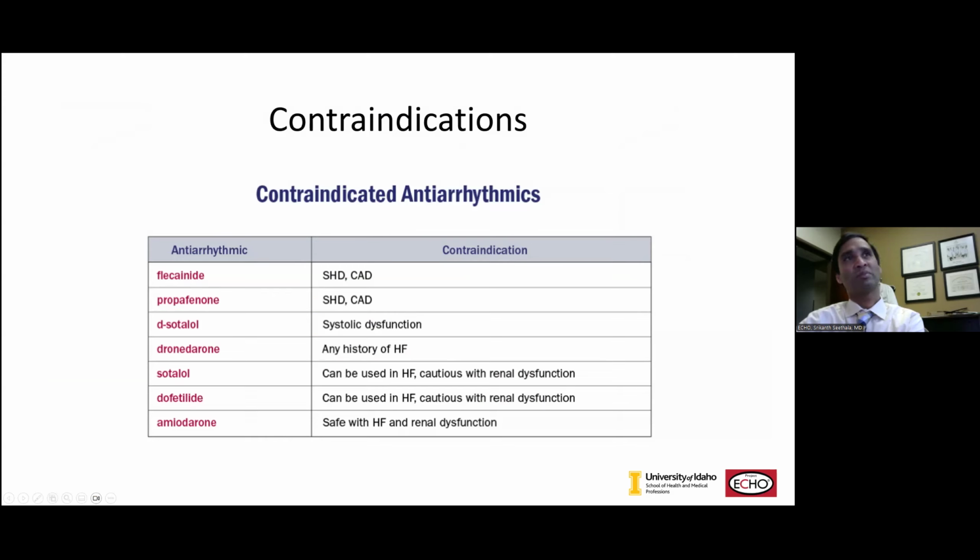Contraindications: what are the medications that we should not use? Flecainide, propafenone, and particularly dronedarone. And dofetilide, we use it for rhythm control in heart failure, and amiodarone is safe to use in heart failure. Particularly, we need to be careful with the other side effects from it, because arrhythmia is quite common. AFib is really common in heart failure.